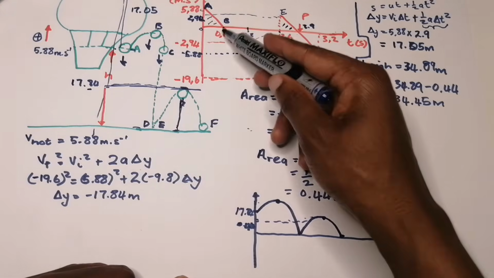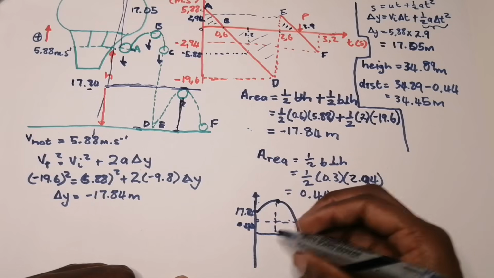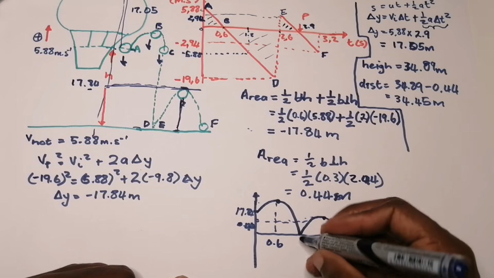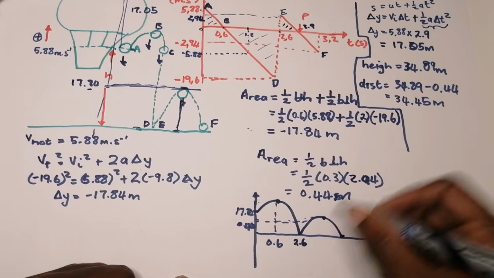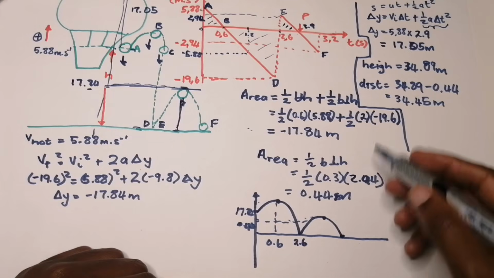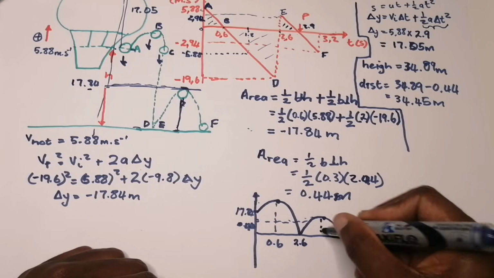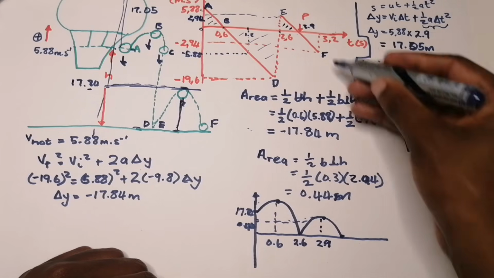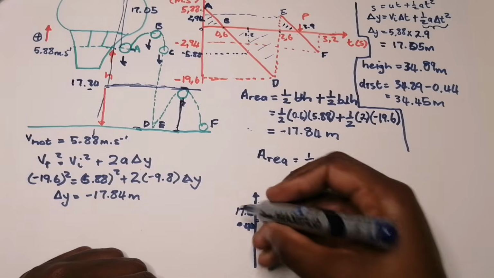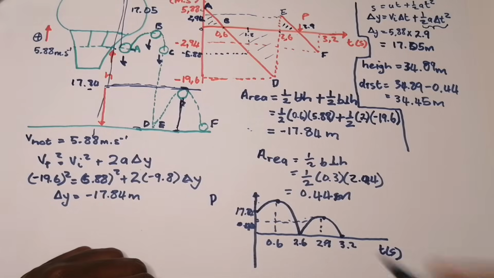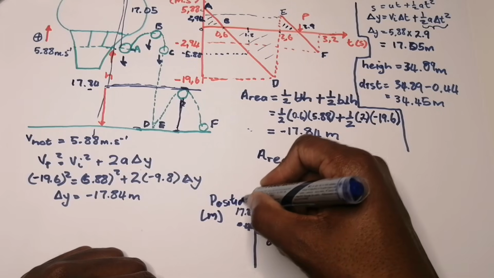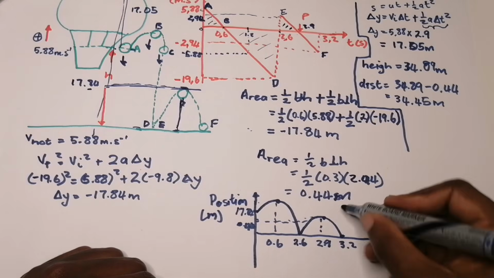If you wanted a reference in terms of time, we know we got to the maximum height at 0.6. It bounced at 2.6, and remember, they said we should disregard that little moment when it bounces. Then the second maximum height would be at 2.9, and the total time would be 3.2. Remember this would be position, so your position is in meters, and that would be your time in seconds.